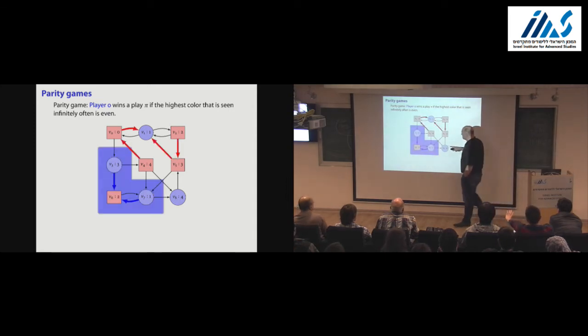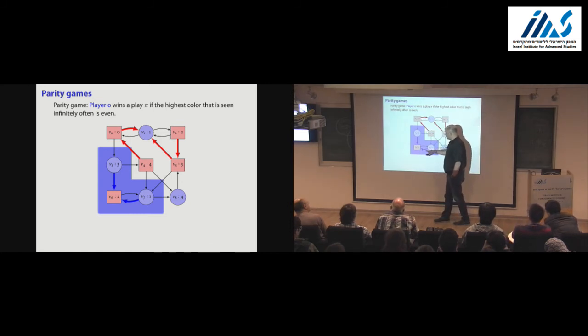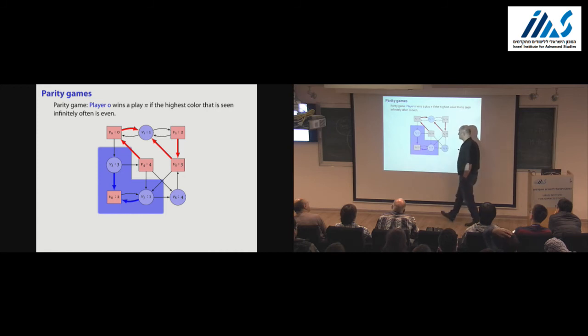So here, the winning region for player 0 is this area. Why is that? So it could be that we cycle between V6 and V7, right? So I would, from V7, play back to V6. Then player 1 plays back to V7, and we stay in this cycle forever. And then we have color 1 and color 2 occurring infinitely often. Well, the highest one between the two is color 2. Therefore, I win the play.